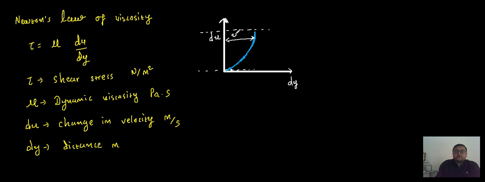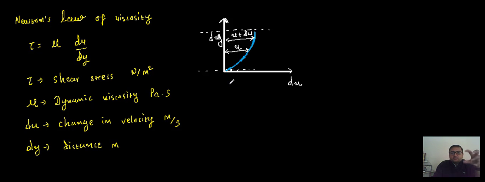So what is the velocity over here? u plus du. As the distance changes, this is dy and this is du. This particular thing is du. As distance increases, the velocity also increases. See the beauty of engineering.